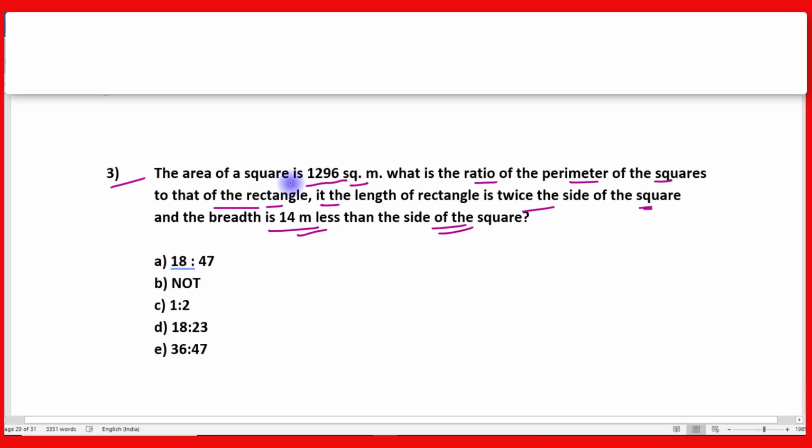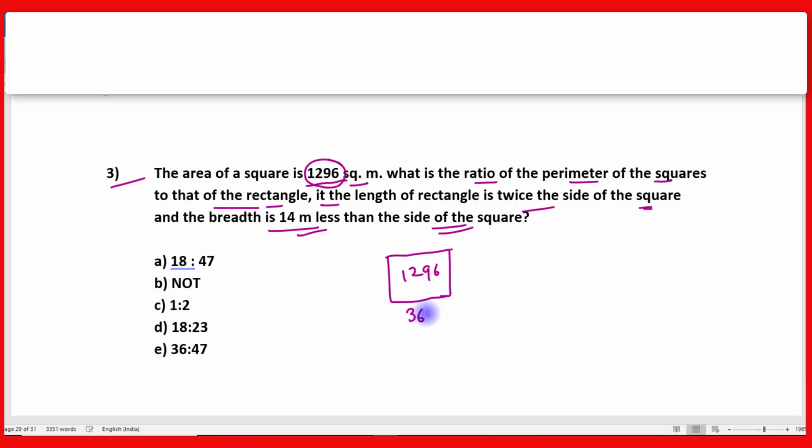Friends, here the area of the square is given as 1296. Therefore the side of the square will be the square root of 1296, which is 36 meter. So the side of the square is 36 meter.